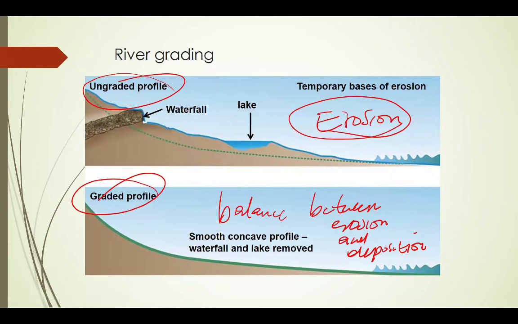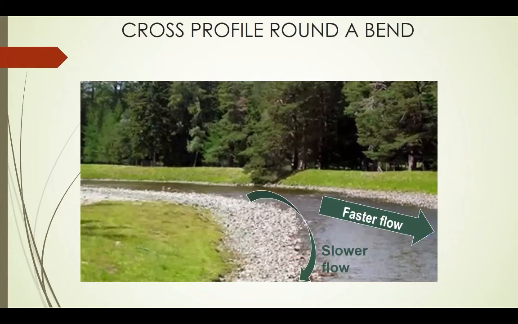But here, because there are obstacles or there are nick points, you must be able to define what a nick point is. So here is a gradient of the river, and at this point it changes suddenly. Here it changes suddenly. Here it changes suddenly. So where there is a sudden change in the gradient of the river, we call that point a nick point.